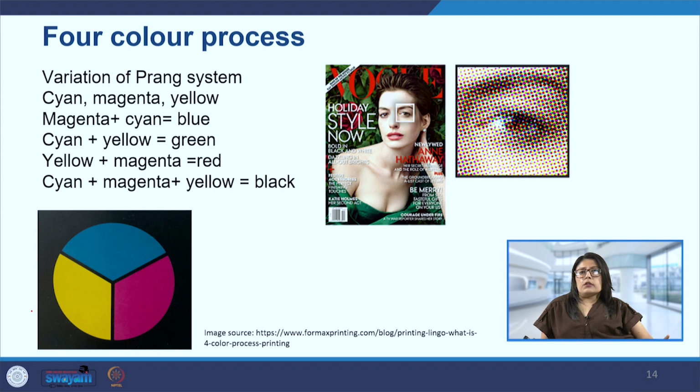We can see here on the top right that all these four colors, when they are overlapped, can come up with millions of colors. They can create a lot of different colors just by overlapping these four colors. So they are used extensively in the area of printing.